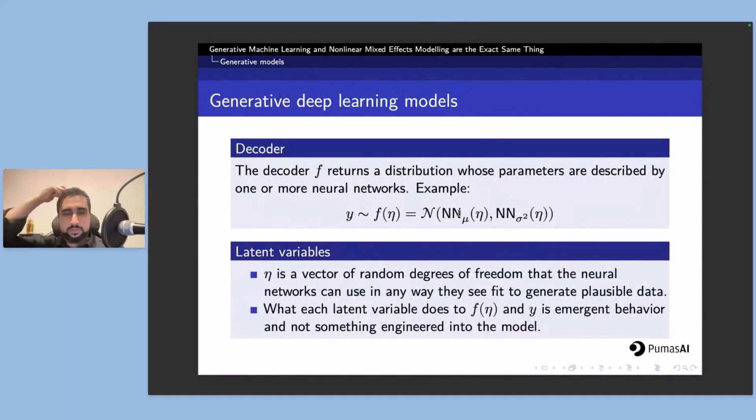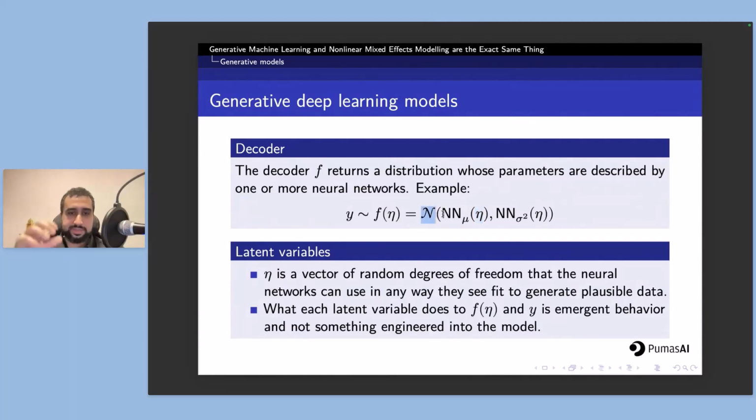So speaking of neural networks, let's take an example of a generative deep learning model. What would that look like? It sounds very fancy, but it's actually quite simple. It's the exact same model that we saw earlier, where eta could be sampled from a standard normal distribution. The only difference is we replaced the decoder. We replaced this function f, and we replace it with, again, a normal distribution like earlier.